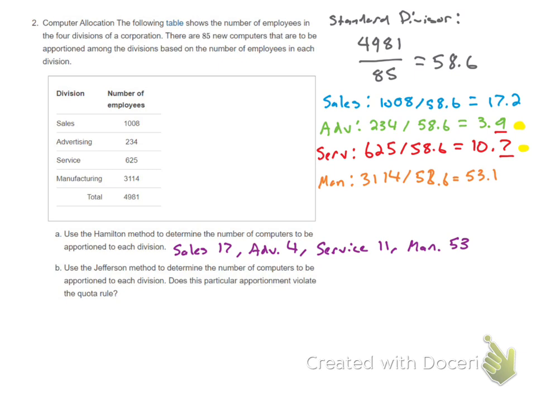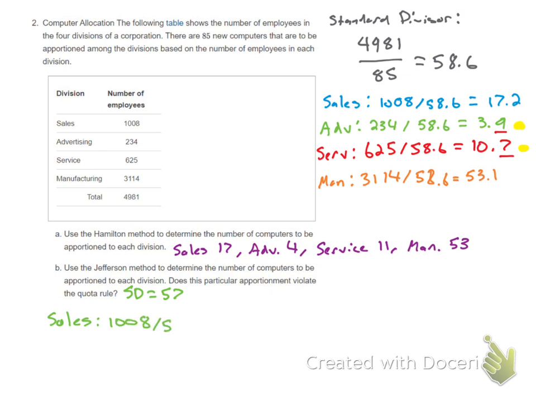The Jefferson method, we take that standard divisor of 58.6 and we're going to lower it to a number, and this is just guess and check, but we're going to lower it to a number that will help us allocate the computers evenly without doing any extra work. So I did 57. I lowered the standard divisor to 57 and it worked out well.